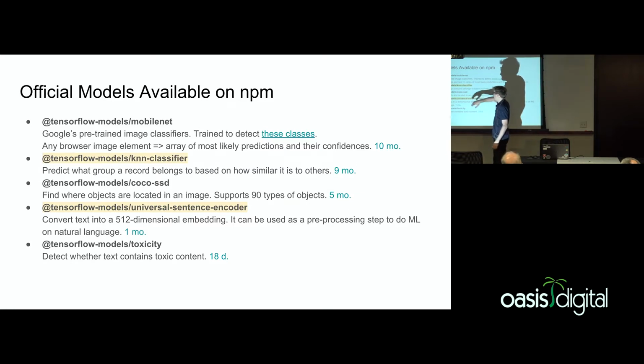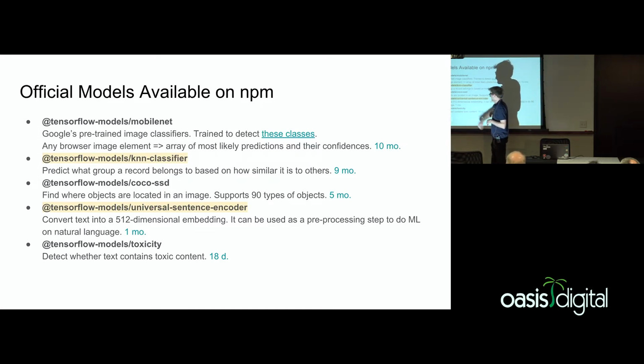They have a KNN classifier, and I'll talk about K-Nearest Neighbors later. But this is a nice way to, if you have a data set and you have different categories, and you want the software to automatically label which category it thinks new examples are, KNN is great for that. And that's a classic machine learning, not deep learning, but machine learning approach.